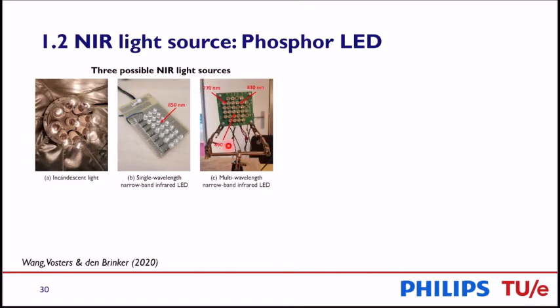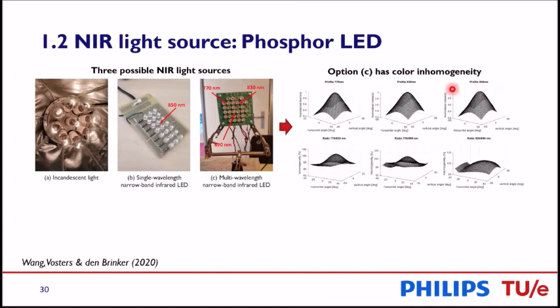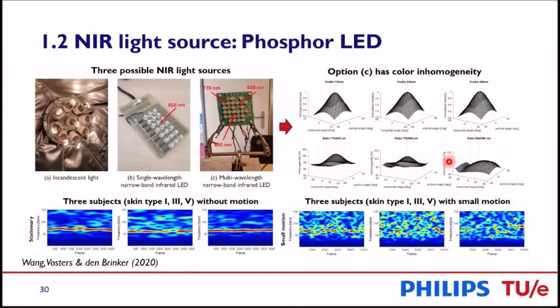So an intuitive solution is to integrate multiple LEDs with different wavelengths on a single board. And we did that, but we found there's a problem. It's the color inhomogeneity. Because this board has different LEDs, and the LEDs have different wavelengths, a subject sitting or standing in front of this light source will emphasize different parts of the face or the space. So if you have some small motions in front of the light source, then it will pollute the measurement.